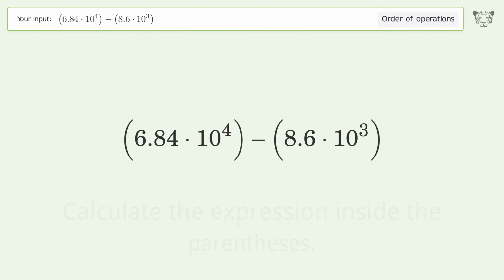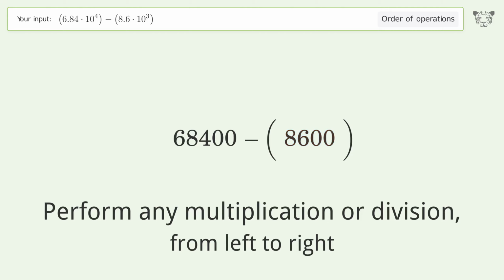Simplify exponents and square roots. 10 to the power of 3 equals 1000. Perform any multiplication or division, from left to right. 8.6 times 1000 equals 8600.